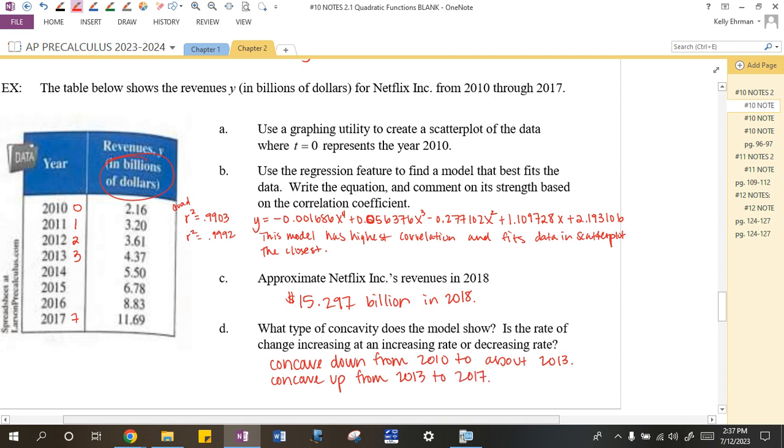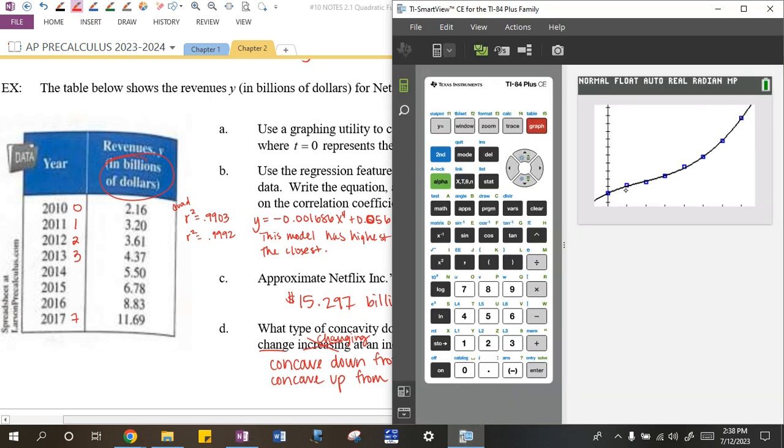Is the rate of change, are the slopes increasing at an increasing rate or decreasing rate? Now, I think that I had to change this because I assumed we were doing quadratic. So let's just say changing, because it's not always increasing. Is the rate of change changing at an increasing rate or a decreasing rate? So go back and look at the graph. Imagine that you're drawing in slopes.